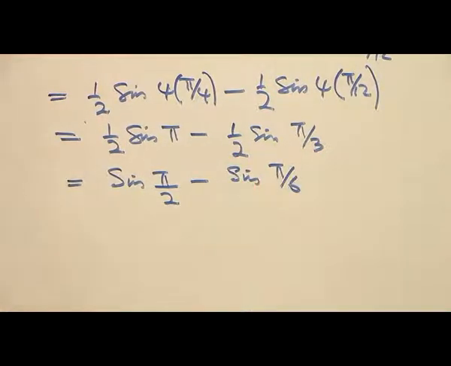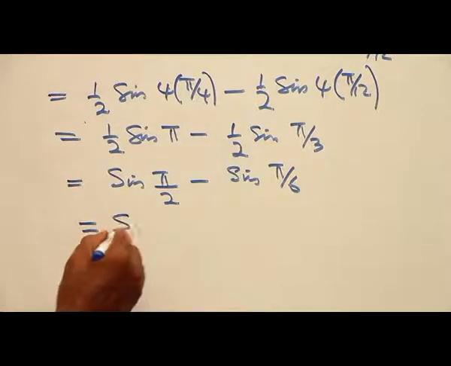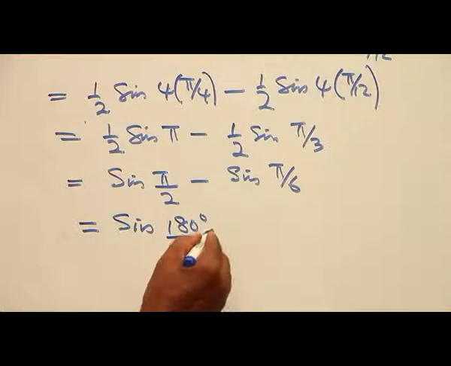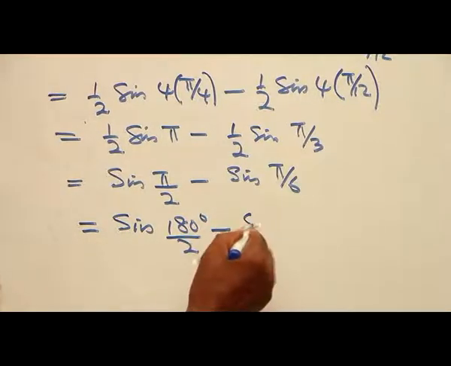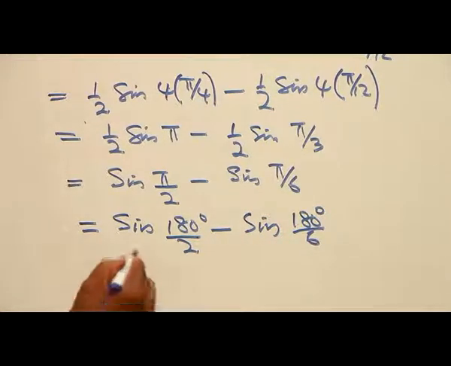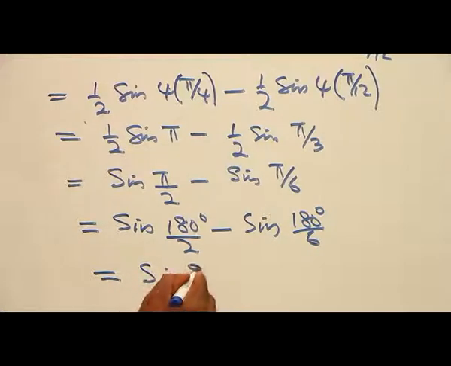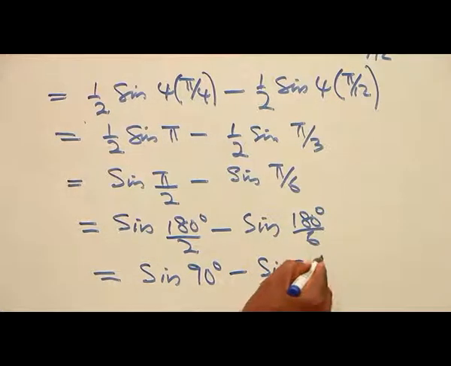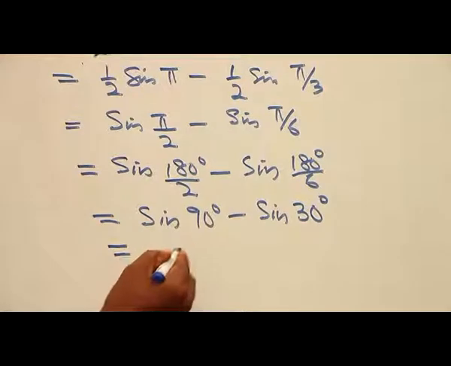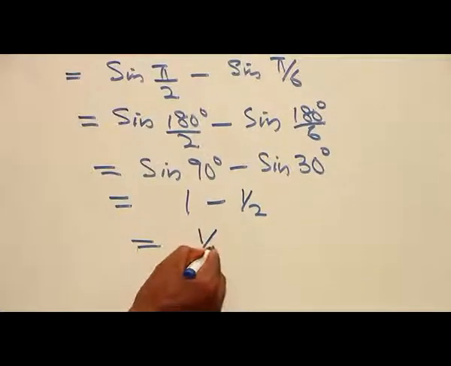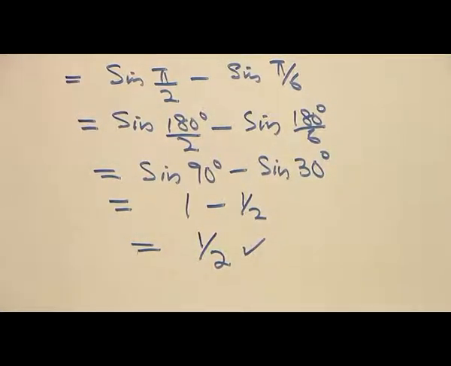2 times 3. Now we recall that our pi is equal to 180 degrees. So we have sine of 180 all over 2 in degrees, and then we have this as sine 180 also all over 6. This will give us the sine of 90 degrees, and this will give us the sine of 30 degrees. They are both special angles. Sine 90 is 1 and sine 30 is half. So the final result is equal to half. That is the correct answer.